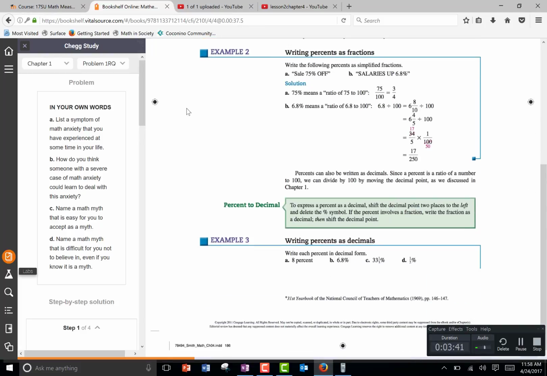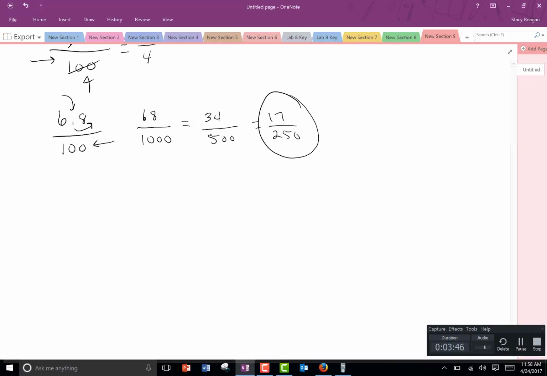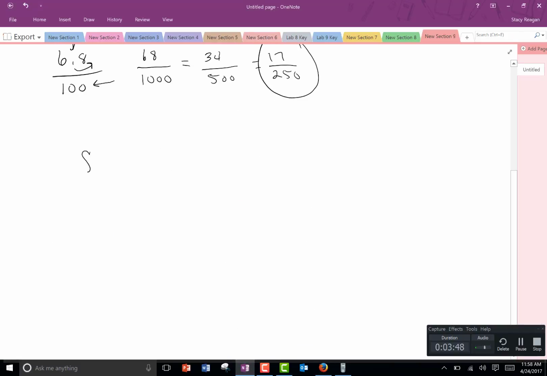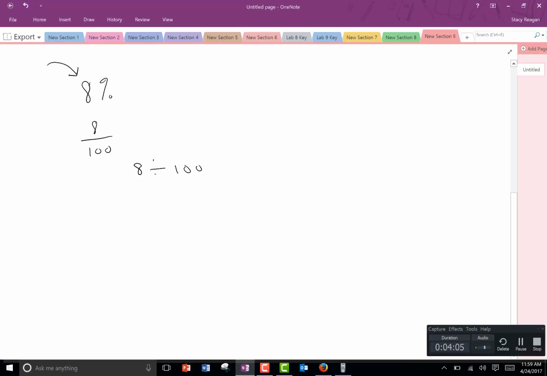Example 3 says write each percent in decimal form. Whenever I have a percent and I want to write it as a decimal, since everything is out of 100, if I have 8% and I want to write it as a decimal, saying 8 over 100 as a fraction is like saying 8 divided by 100. So to change a percent to a decimal, all I need to do is divide it by 100. And since 100 has 2 zeros in it, dividing by 100 is the same thing as moving a decimal point 2 places to the left.